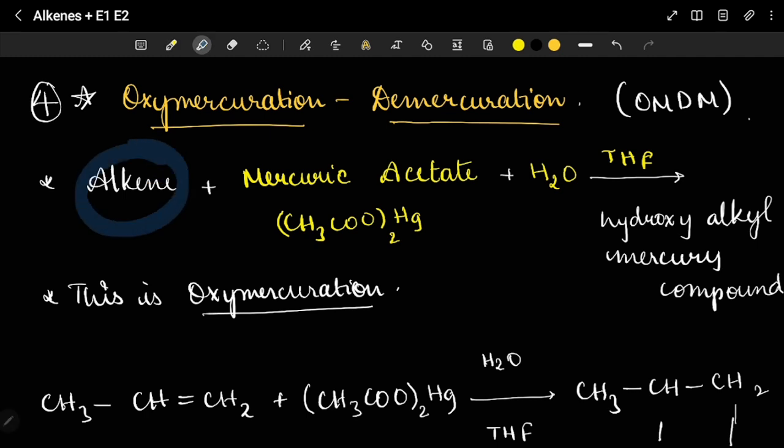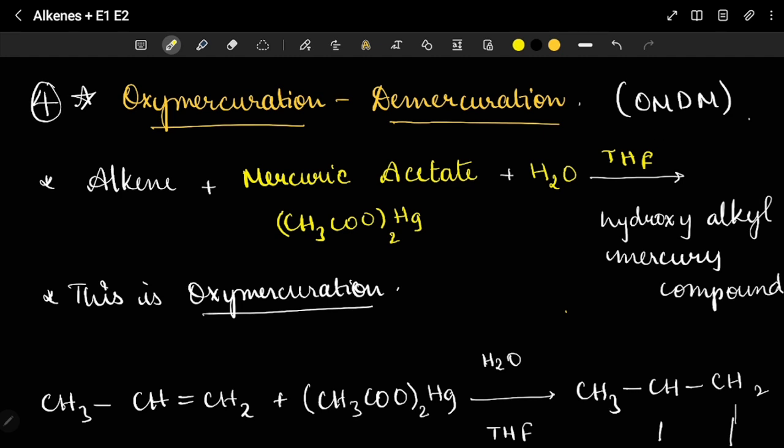So you take alkene, okay, and then add mercuric acetate. What is mercuric acetate? CH3COO twice Hg. It looks something like this: Hg, with CH3 C double bond O, like this. Or I can just call it OAc. Similarly, OAc. It looks like this. Mercuric acetate, and you add water in presence of THF. What is THF? Tetrahydrofuran. Okay, tetrahydrofuran.